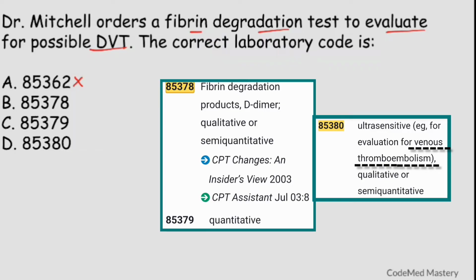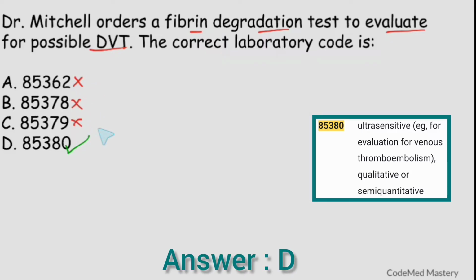So the appropriate code will be 85380. We'll eliminate option B and C. I hope you are clear with it. The code 85380 correctly reports testing for a possible deep vein thrombosis, that is venous thromboembolism.